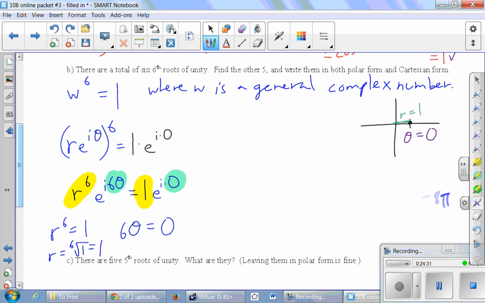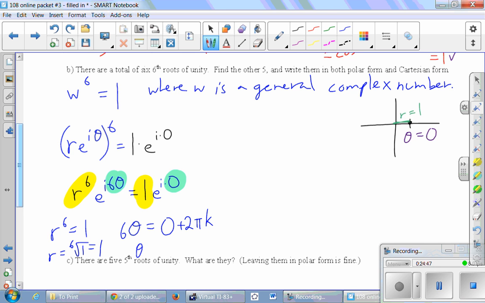And so I could have said anything of the form 0 plus 2 pi k, and that's really the moment when we have to put that in there. So when we solve for theta by dividing by 6, we divide the 0 by 6, well the 0 is irrelevant, so divide the 2 pi by 6, we get 2 pi k over 6, or just pi over 3 k. Oh, and finally, we're back to the pi over 3 that we've been looking at this whole activity.